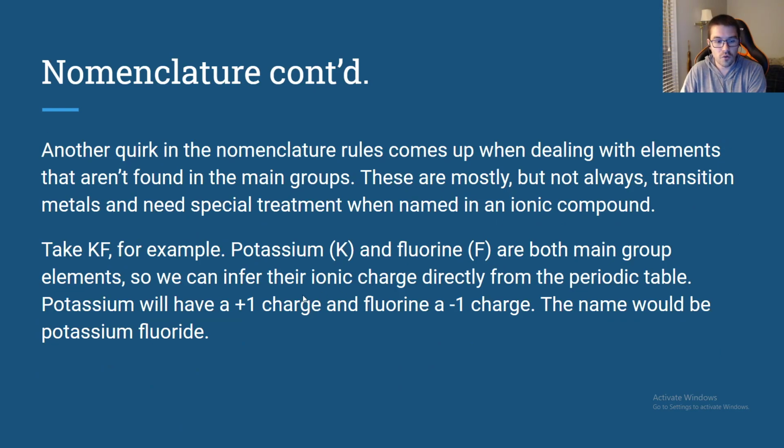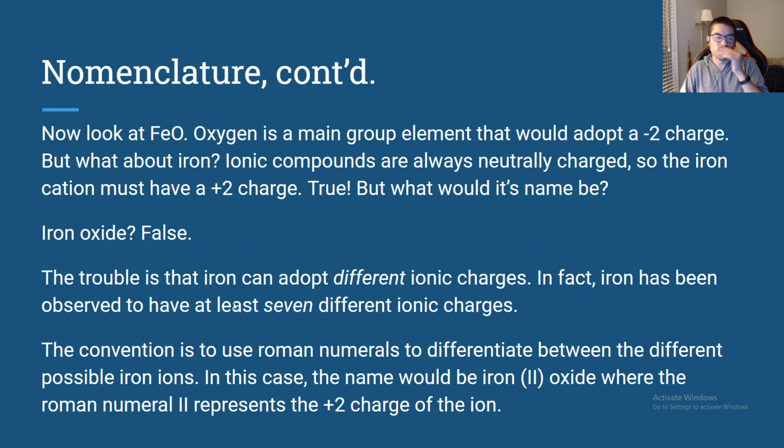Okay, so positive 1 charge, negative 1 charge. That means the overall formula here, KF, would be overall neutrally charged, right? Positive 1, negative 1, those would cancel each other out. And the name for this one would just be potassium fluoride. Okay, potassium fluoride, IDE suffix there. Okay, so that's easy. Okay, let's look at this one.